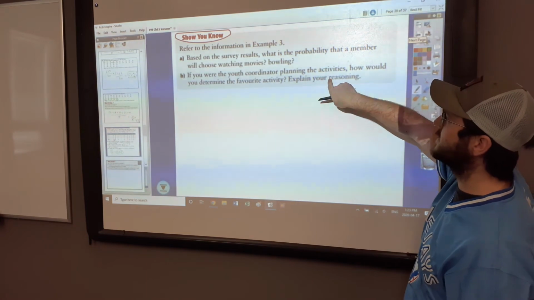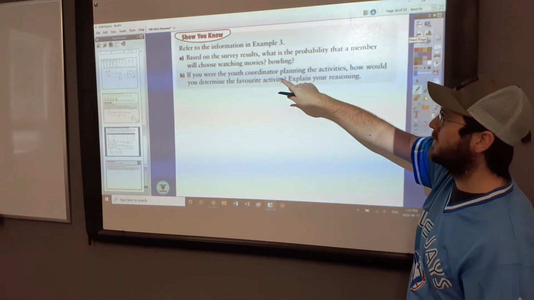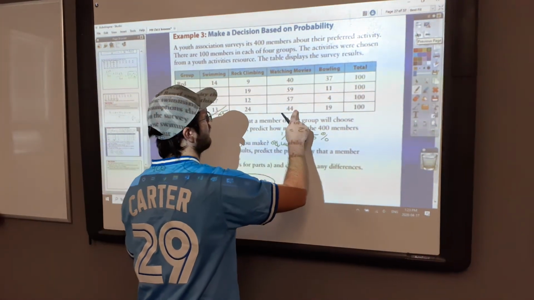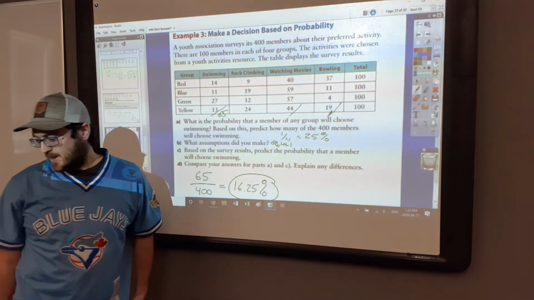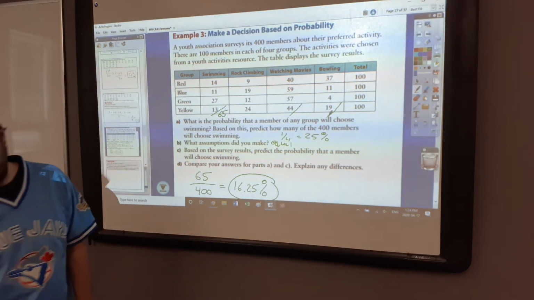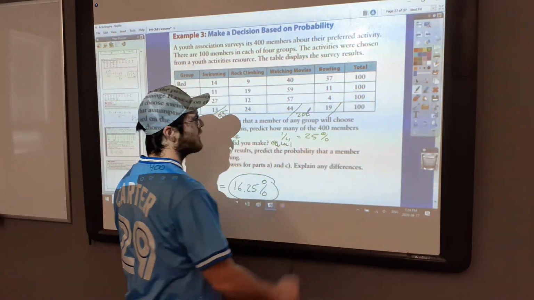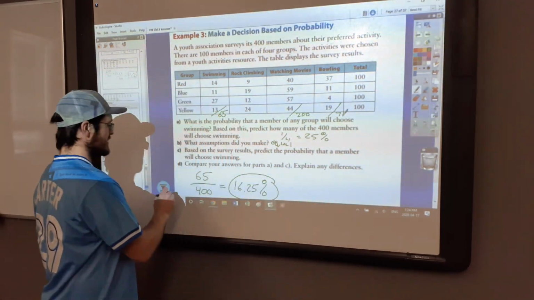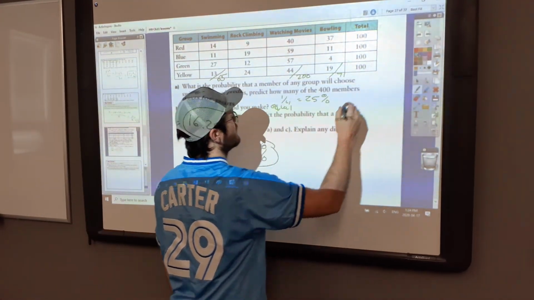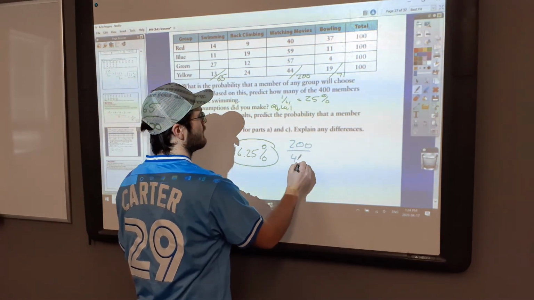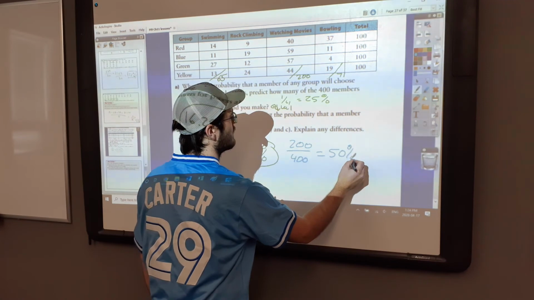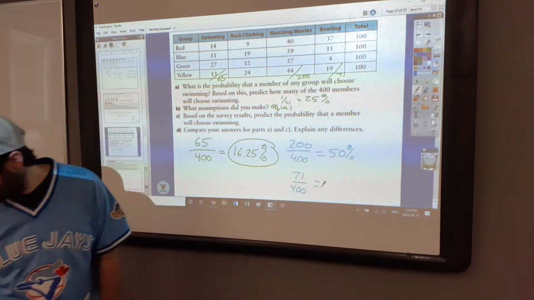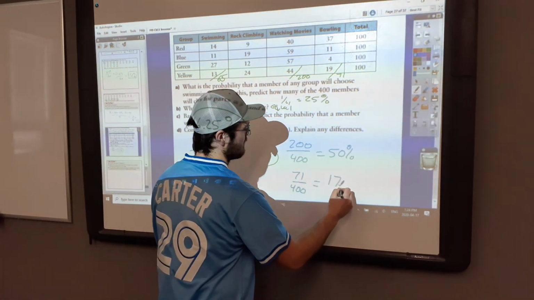The next part builds on this. Based on the results, what's the probability that they would want to watch movies or go bowling? We could do the exact same thing. We would just add up all the ones that chose movies or chose bowling, and then we could do each of those questions separately. I think you should add up to 200 for movies, and for bowling, 71. So we could do the exact same math as we did over here. 200 out of 400, that's half the kids, 50%. And the other one, 71 out of 400, you get roughly 17.75%.